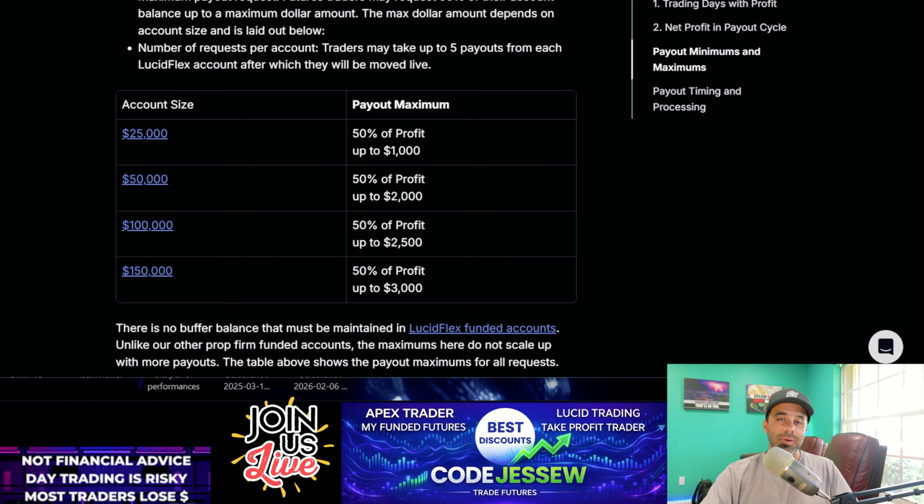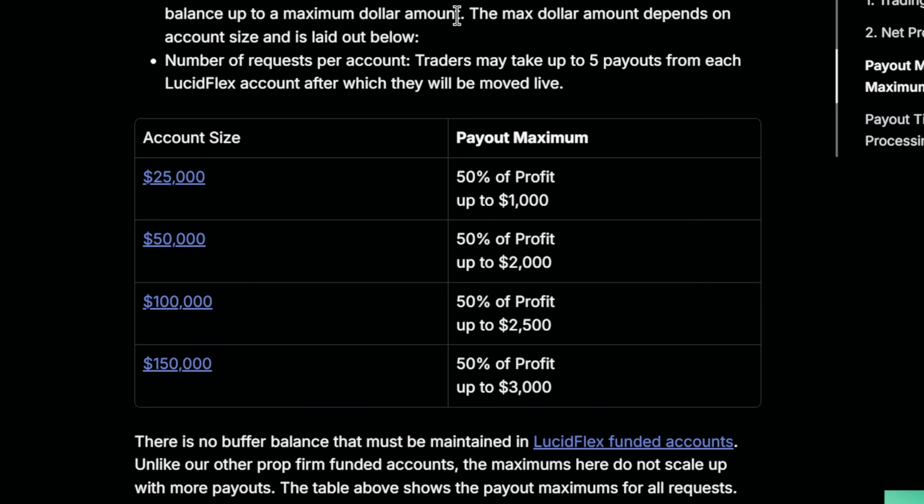Minimum payout request is 500 bucks. So that's it. You got to at least have the ability to pull out 500 bucks to get a payout out of any of these accounts. Maximum payout request. Futures traders may request 50% of their account balance up to the maximum dollar amount. The max dollar amount depends on the account size, as laid out below.